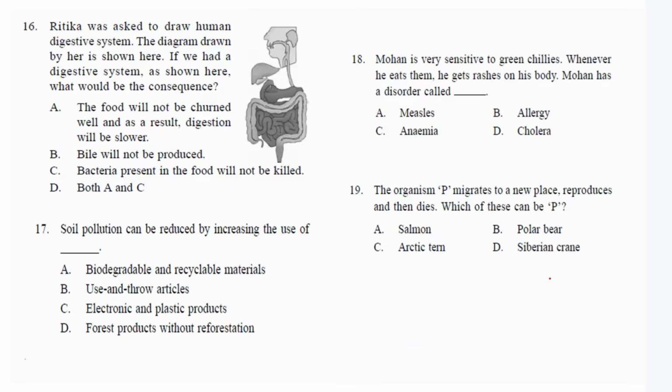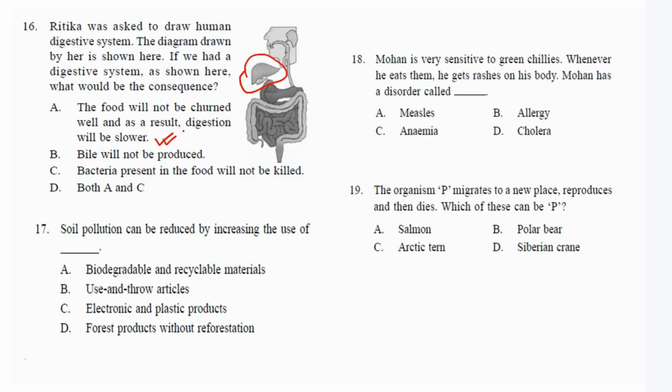So here you can see that in the diagram, she has placed the liver and pancreas here. If she has placed the liver here, that means the liver and the pancreas cannot give the digestive juices to the small intestine properly. So what will happen? Let's see. The food will not be churned well. As a result, digestion will be slower.